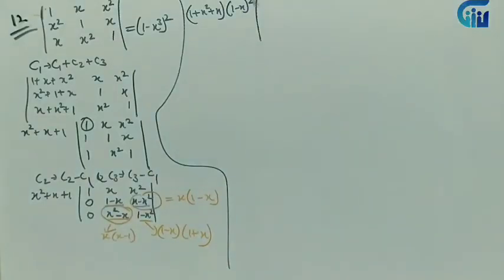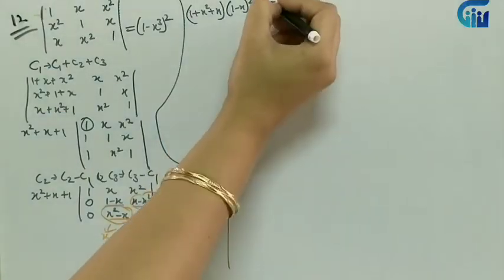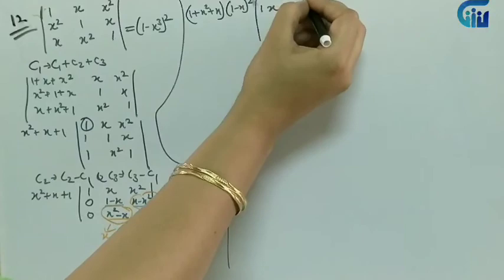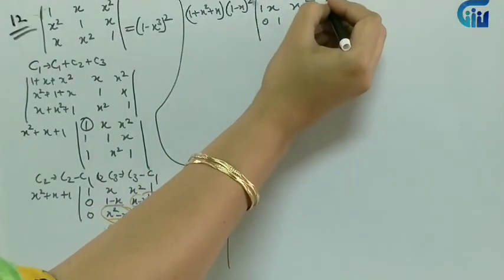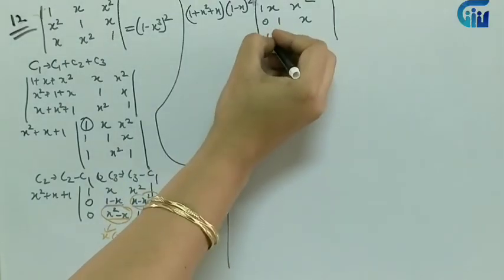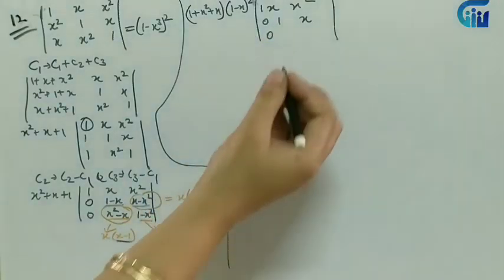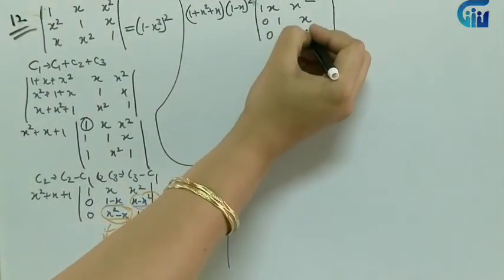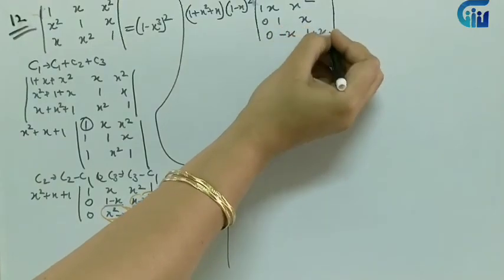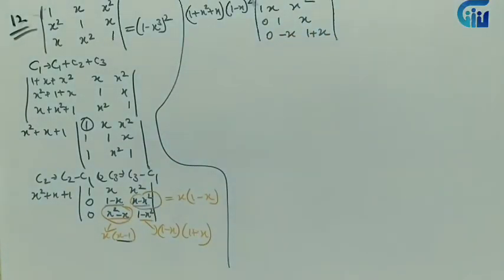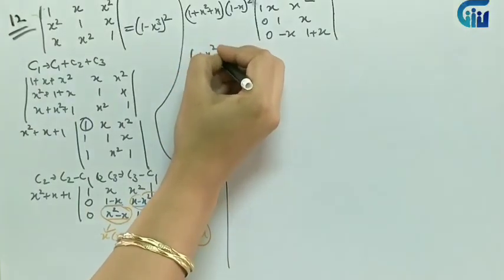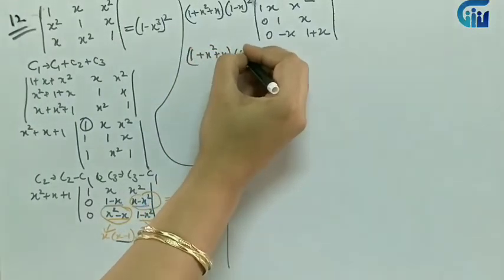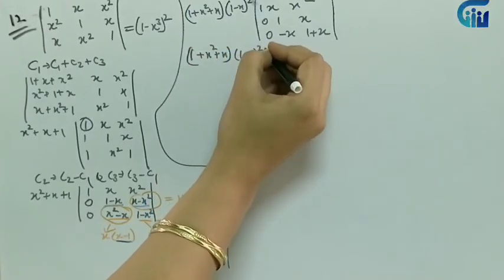Then what will I do? I'll write the remaining elements. So first row will be the same. For the second, this is 0, this is 1 and this is x over here. For this it is 0. Since we have taken 1 minus x common, it will be minus x that will be left, and this will be 1 plus x. So now we can expand. If I expand, it will be 1 plus x square plus x, 1 minus x whole square.